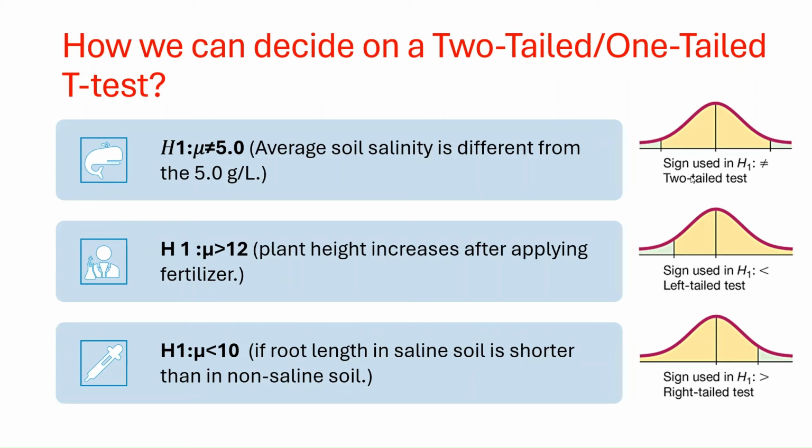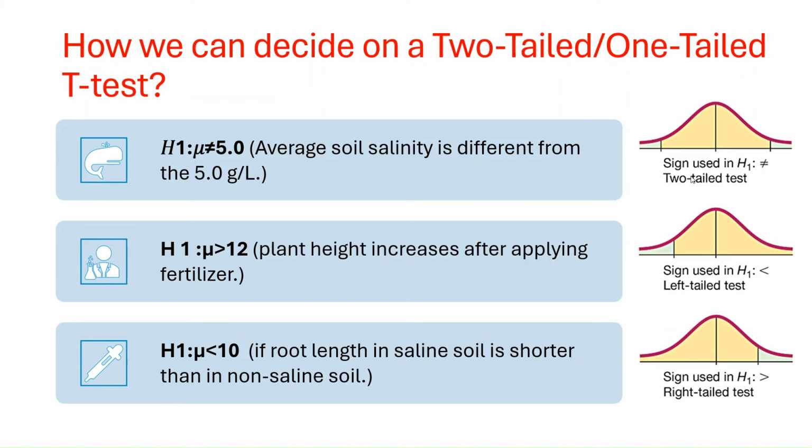So if we look into all three alternative hypotheses, the first one is the alternative hypothesis that the mean is not equal to 5. That means average soil salinity is different from 5, right? So we are not sure about the direction. Either we have to go to the right side or the left side. We are not sure whether the value is decreasing or increasing. For that scenario, you can also see the right figure. Since you are not sure about the direction, you have to look at both tails. That is known as a two tail t-test.